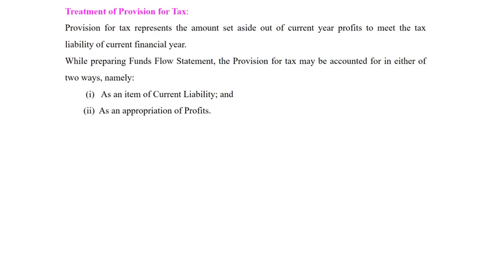But when some adjustment is given in the problem, or the problem itself asks that provision for tax should not be taken as current liability and should be taken as non-current liability or appropriation of profits, then there is need to prepare an account. So in such a case, it will be treated as an appropriation of profit. So provision for tax will be treated as appropriation of profit.